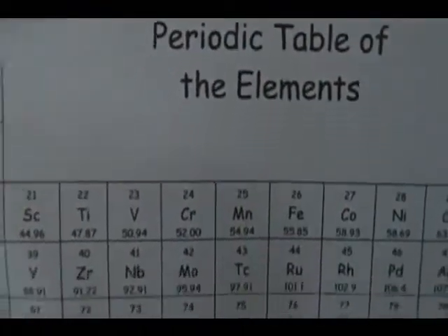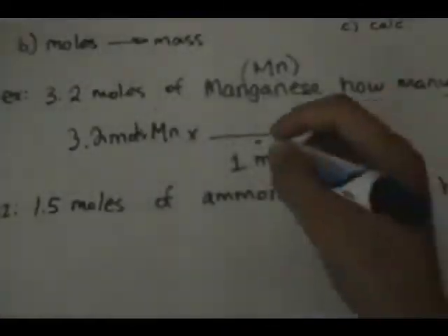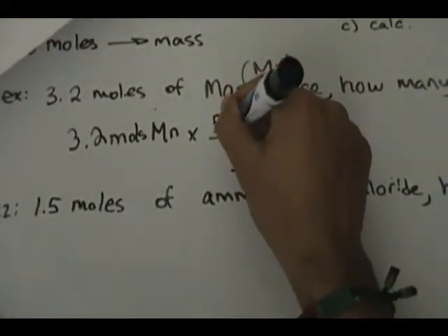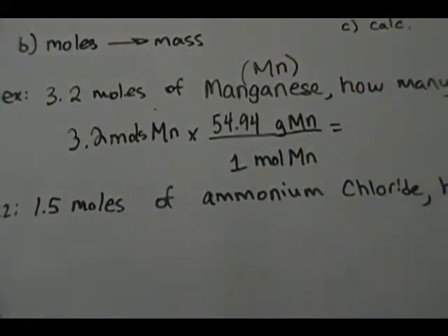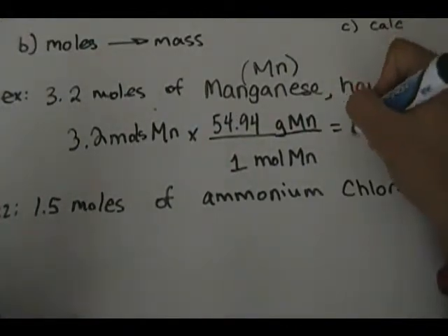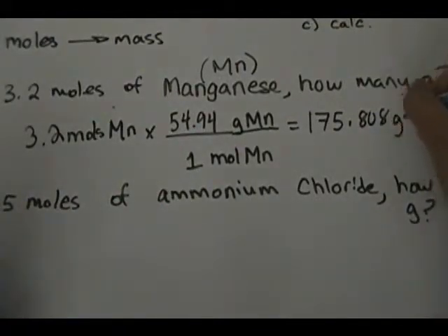So how we could determine that is looking at the periodic table. Manganese is number 25. It has a molar mass of 54.94 grams per mole. There you go. That's going to give you your answer. Let's calculate it out. 3.2 times 54.94 equals 175.808 grams of Mn.